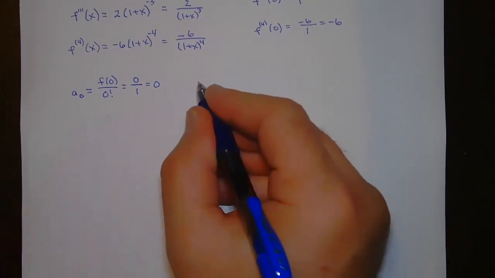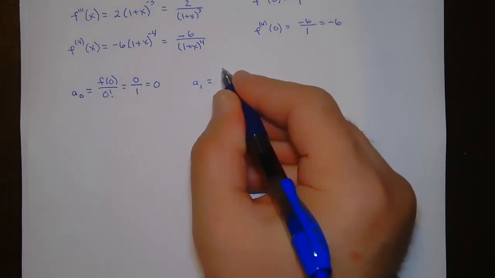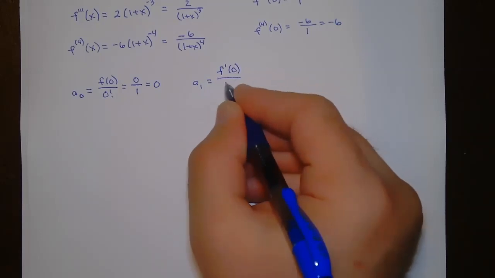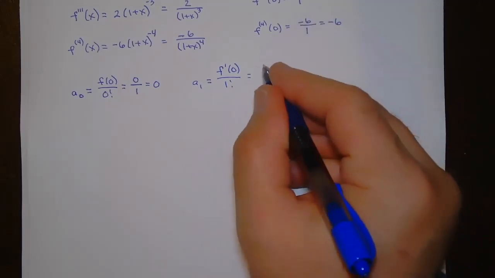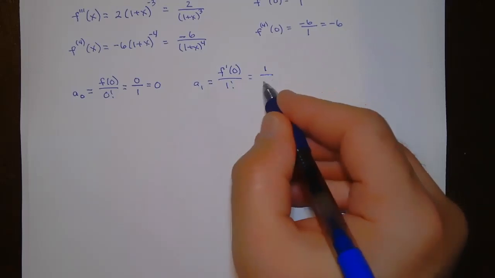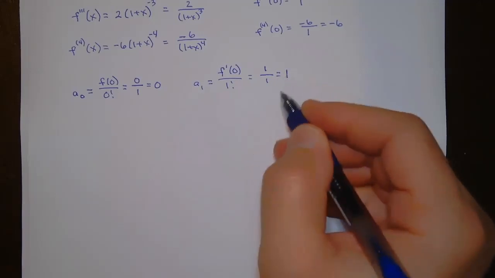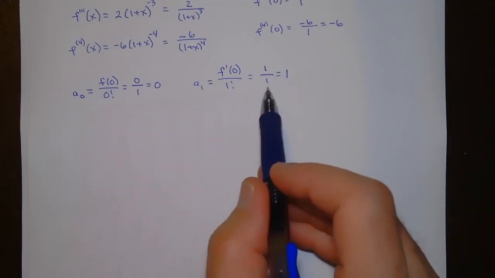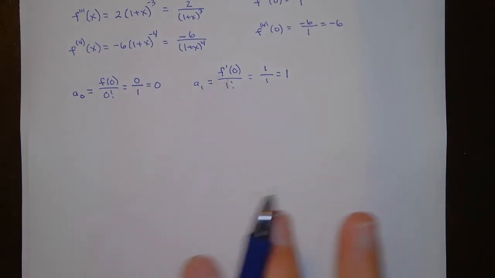Okay, now what's a sub 1? Well, to find a sub 1, I have to use the first derivative, so f prime at 0 over 1 factorial. Well, what was f prime of 0? F prime of 0 was 1. Now you have to maybe look above. I'm not going to slide the paper down. So 1 over 1 factorial, and 1 factorial is 1. So that'd be 1 over 1, which is 1. This is going to be the coefficient for x to the first power. So all these numbers kind of match up.